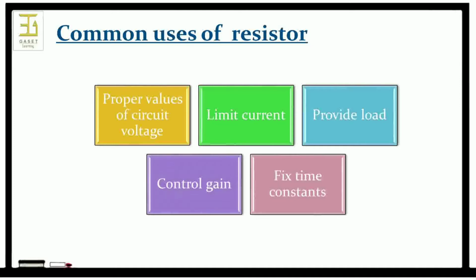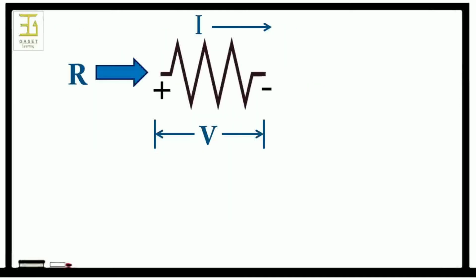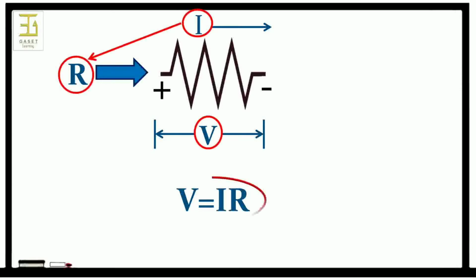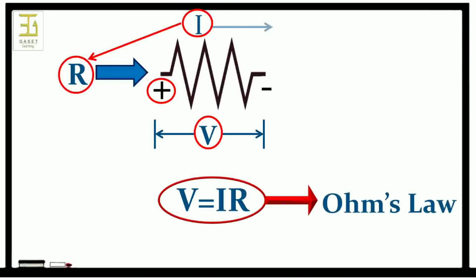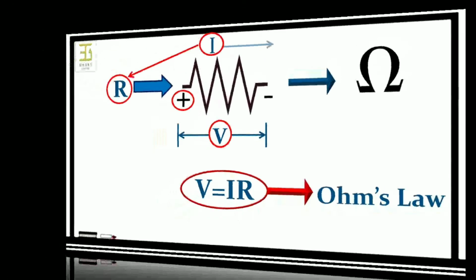The current voltage relationship of a resistor is V is equal to IR. That is, the voltage is equal to current times the resistance. To obtain this equation, the current is going into the positive side of the voltage. So this equation corresponds to this convention where this arrow is flowing into the positive side. And this particular equation is called Ohm's law. The resistance is measured in ohms and the symbol is omega.